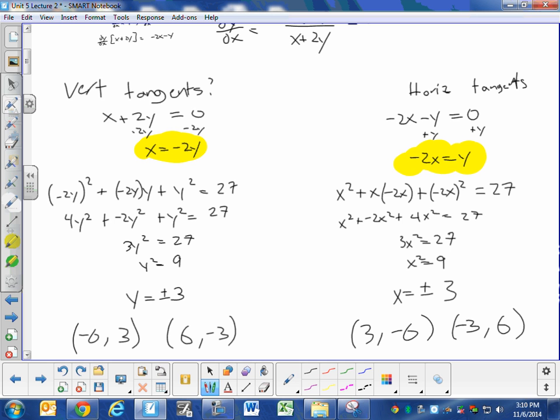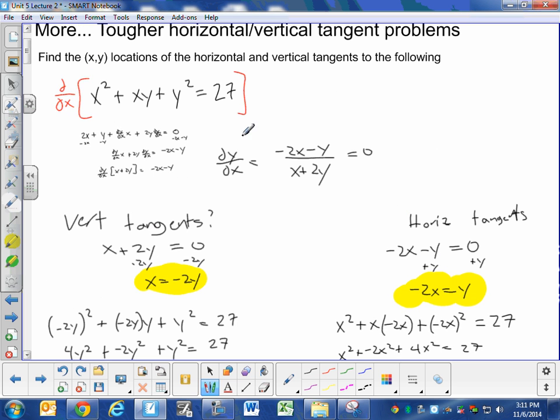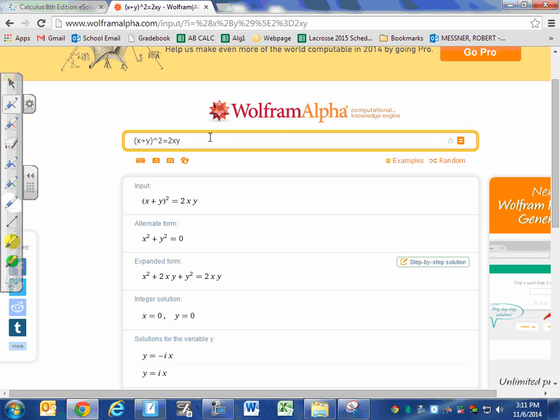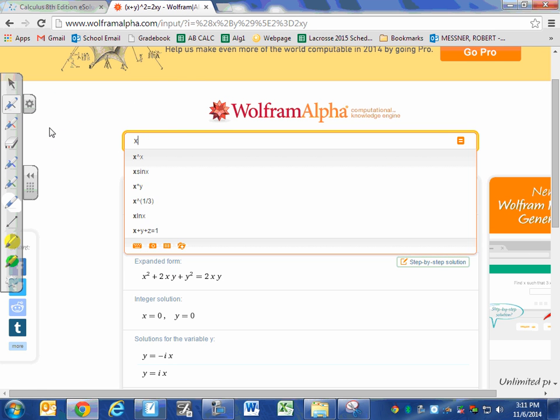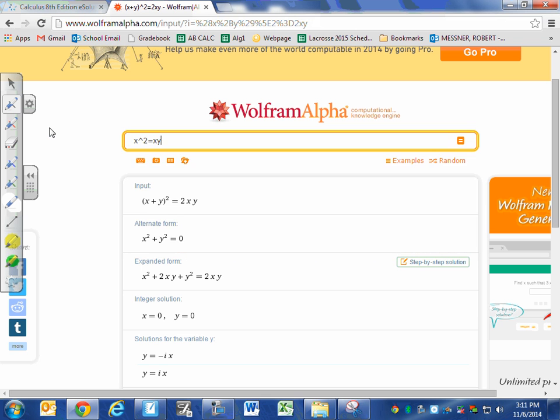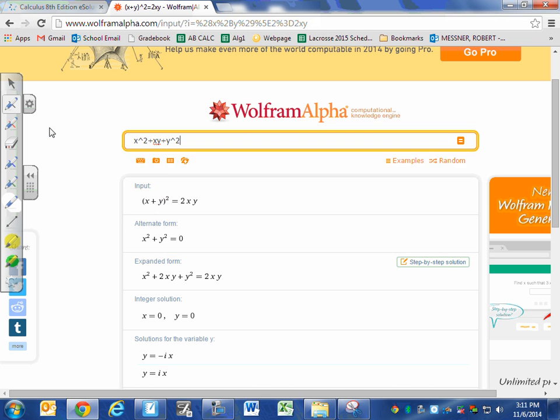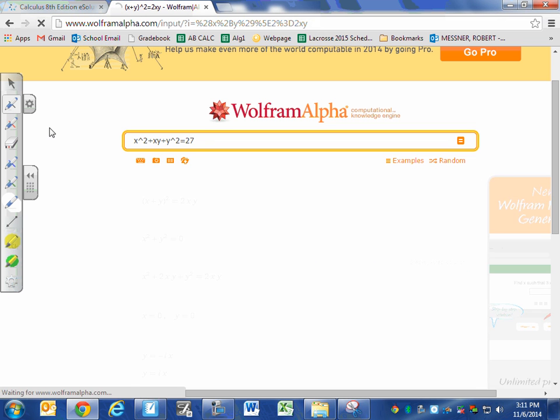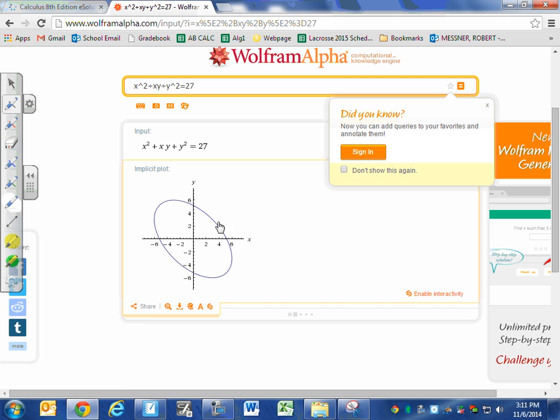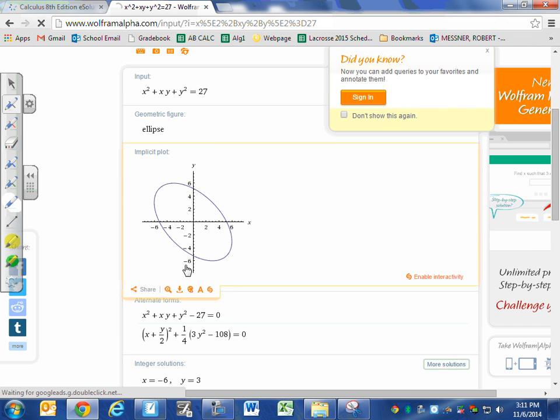I don't know, it seems too strange to be true. But if you think about what we're looking at, this is a rotated ellipse. And if you see it, you'll say, oh yeah, that makes sense. So let's look at it. X squared plus xy plus xy plus y squared equals 27. All right, let's look at our horizontal tangents first.